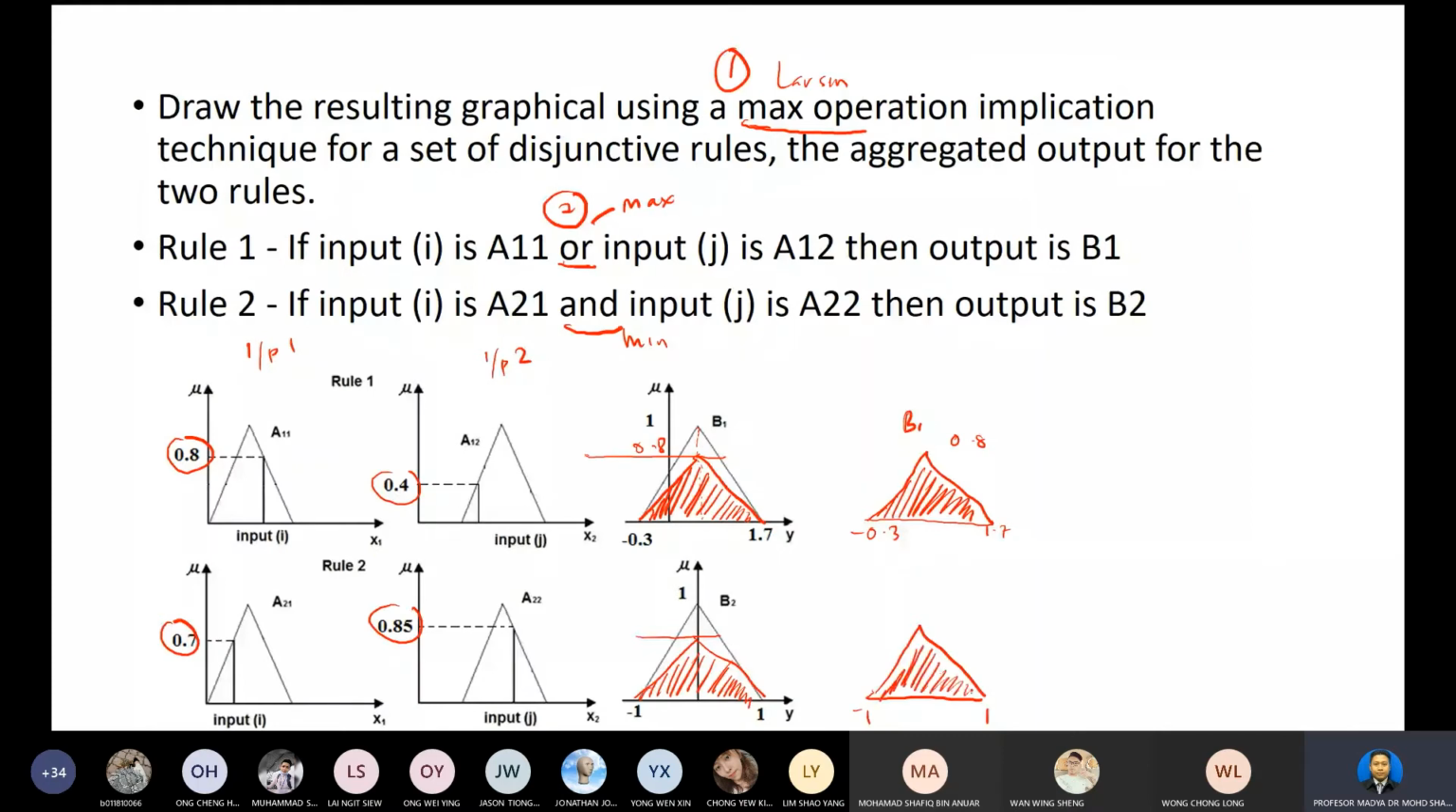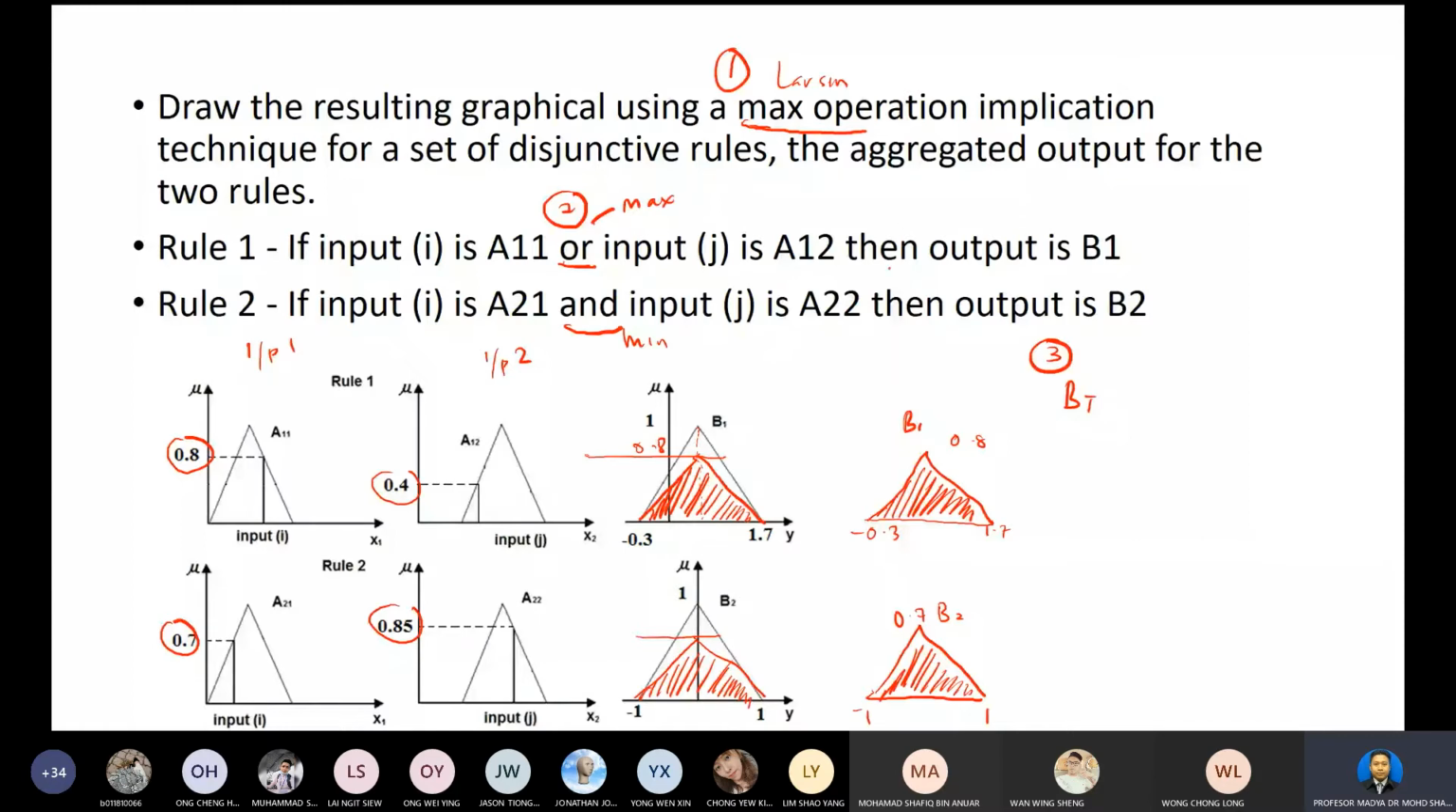Okay, this one 0.7. Okay, B2. Right, so the third rule, you have to draw the B total. Okay, B total. Number 3, you have to draw the B total. That's why you have this.